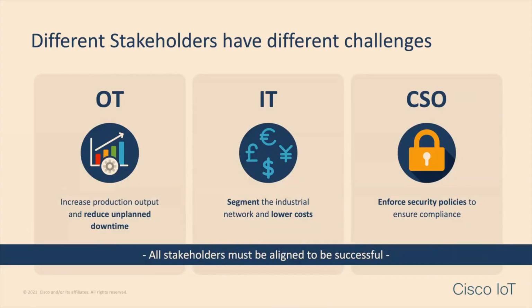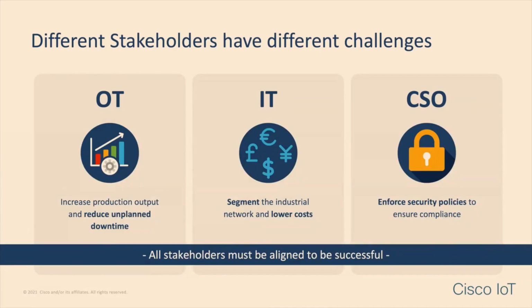And the bottom line is different stakeholders have different careabouts. Whether you're in the process space or the IT space or the security space, you have different careabouts, different things that matter to you. So on the process side, you want to reduce unplanned downtime. You want to get to root cause analysis fast.